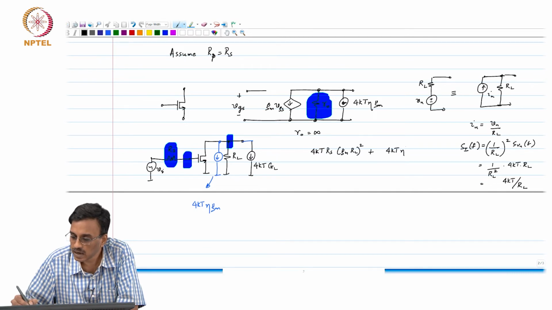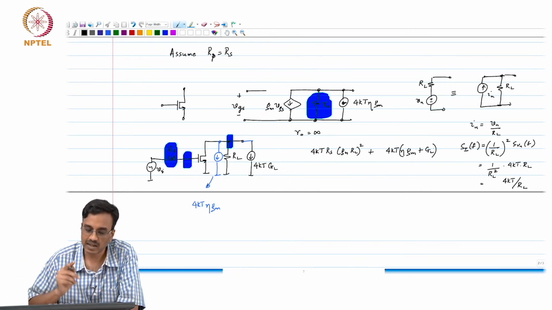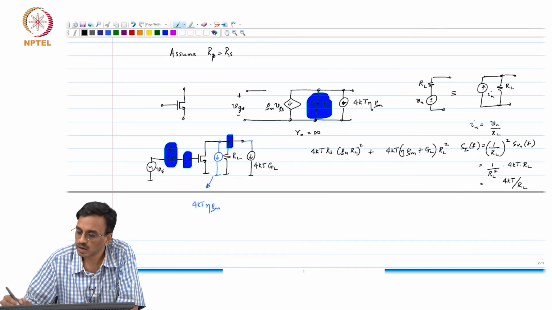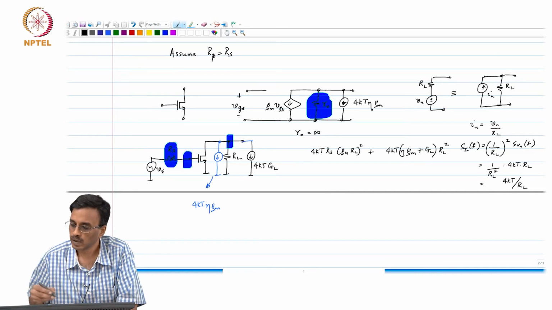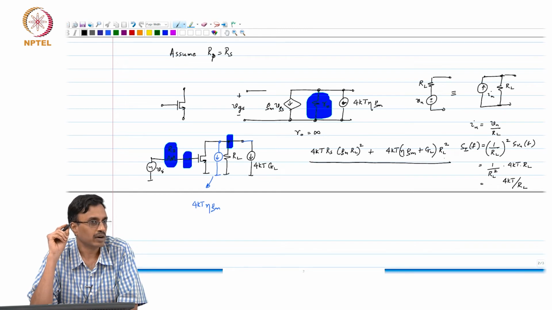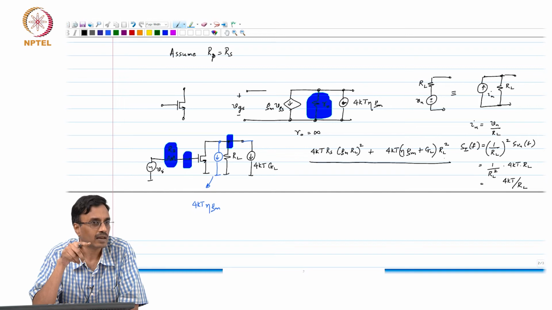4kTηGm plus GL, that is the current that flows into RL. So, what should I do here? Very good, RL squared. And this is the total noise at the output of the amplifier, right? And you divide this by the noise that you would have got if the amplifier itself was noiseless.